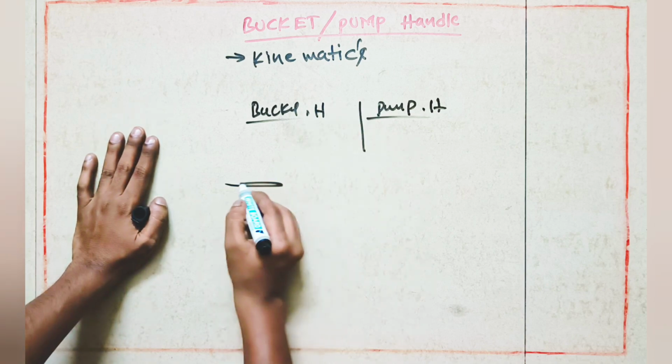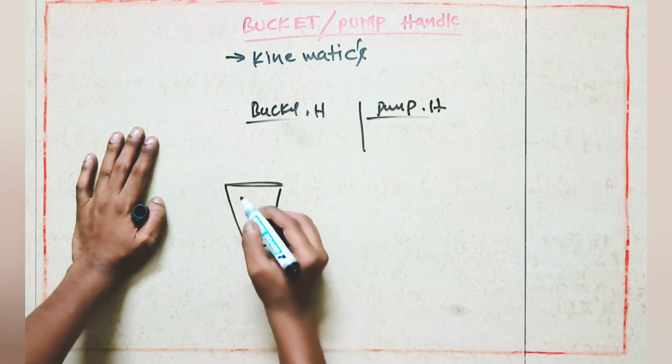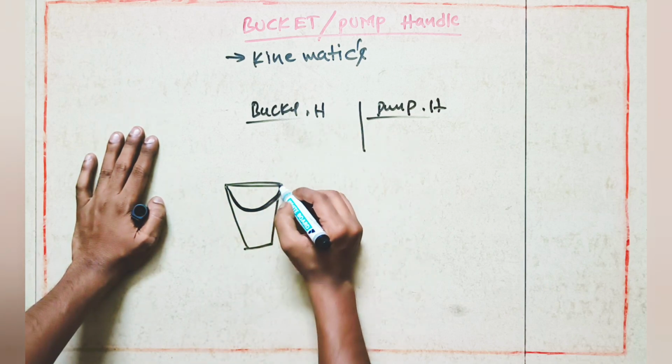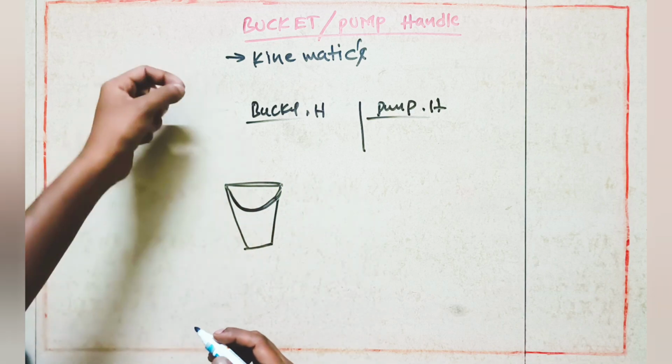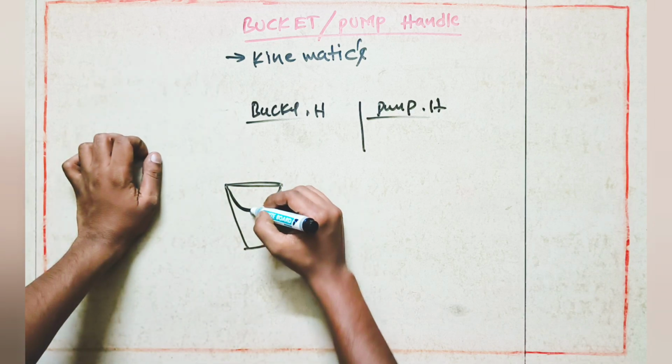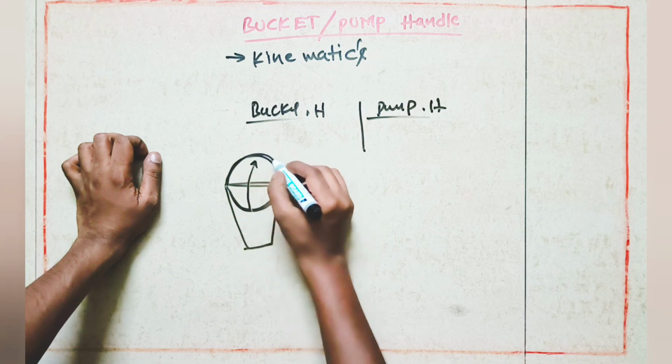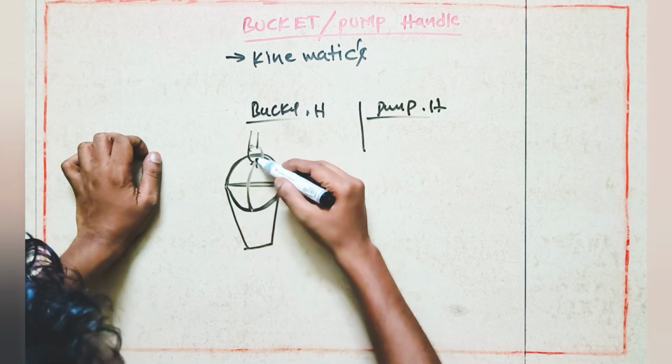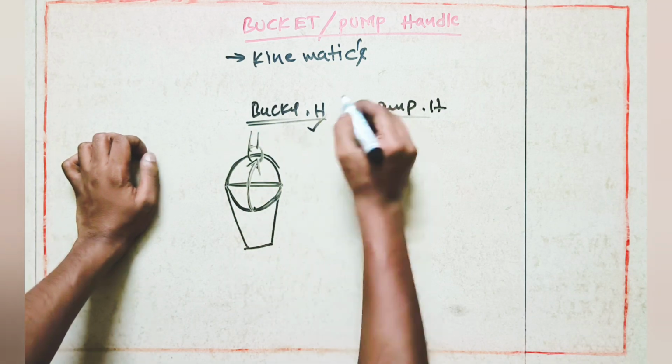It's very easy. Imagine we have one small bucket here. The bucket will have a handle here. If we want to carry this bucket, we just lift the handle like this. We hold it here, then we carry. So that movement, how it is happening, that is the bucket handle movement.